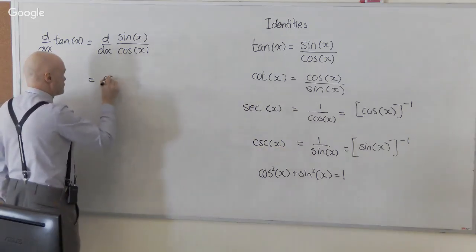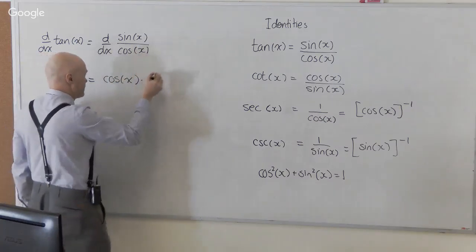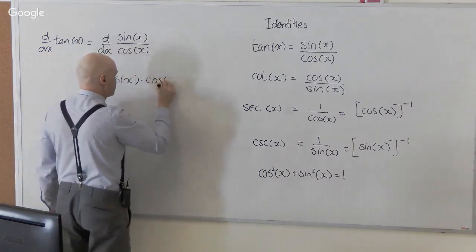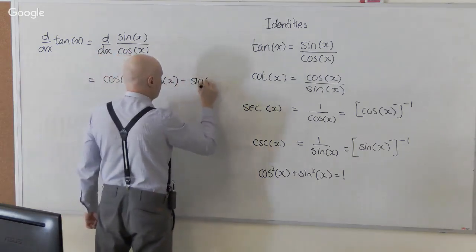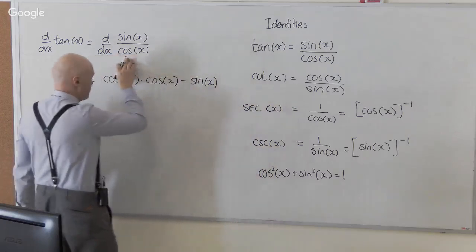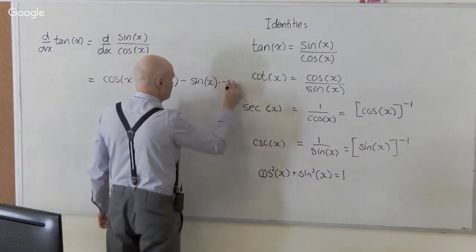So, song goes, bottom times the derivative of the top. Derivative of sine x is cos x, minus the top times the derivative of the bottom. The derivative of cos x is negative sine x.